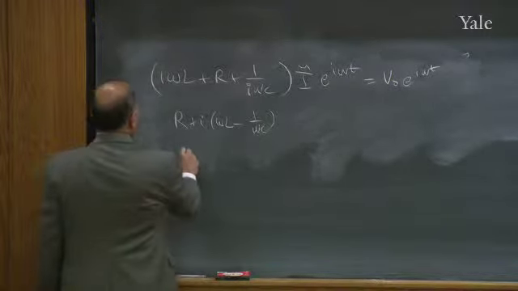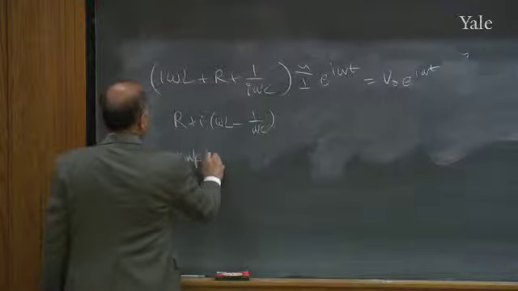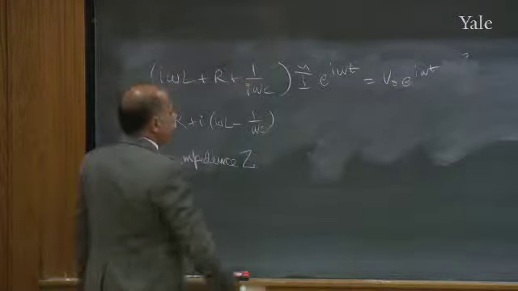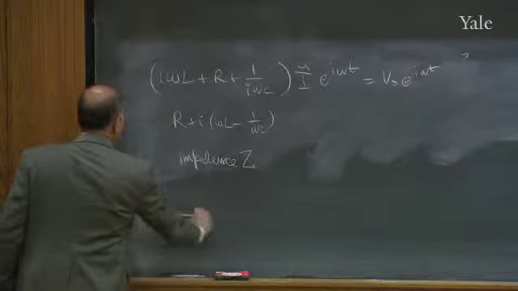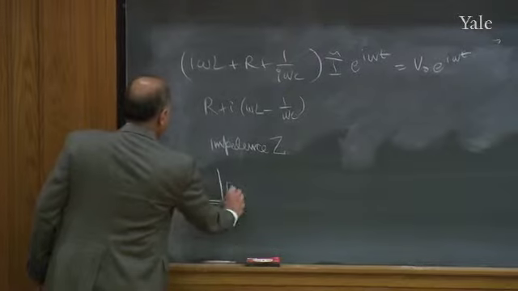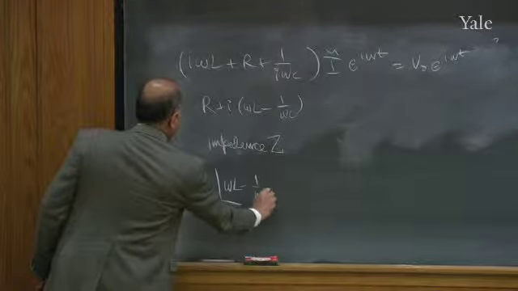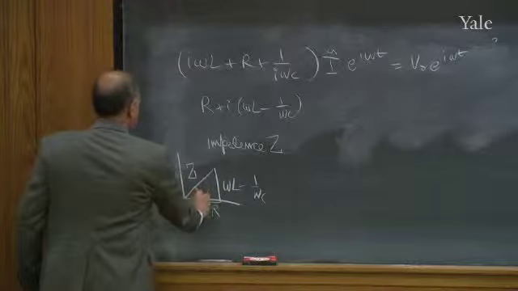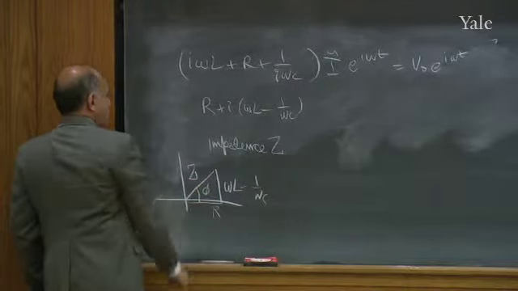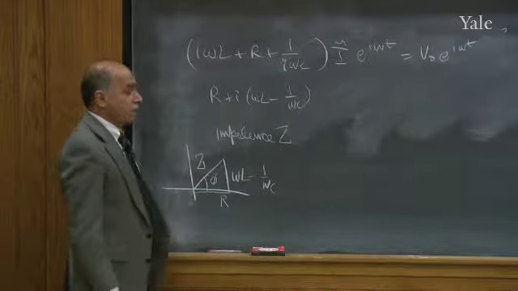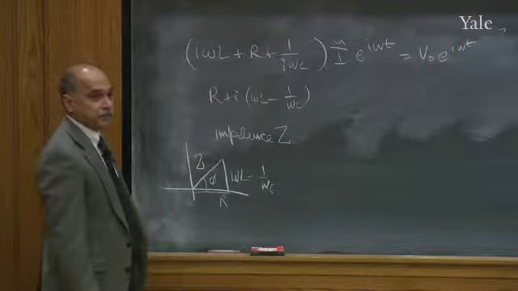And this is called the impedance, Z. It's a complex number. You can visualize the complex number as follows. It's got a real part, which is R, and an imaginary part, which is ωL − 1/(ωC), and the impedance Z is a complex number with some modulus and some phase. If you know the real and imaginary parts, you can construct the modulus and the phase like that.